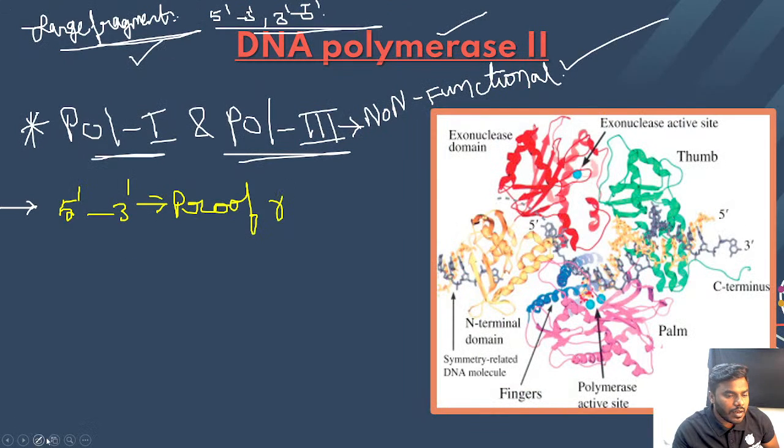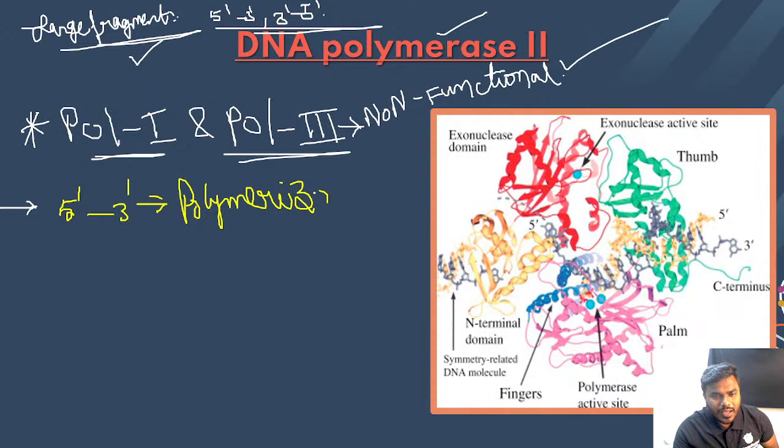Not proofreading. 5' to 3' polymerization like all other enzymes. 5' to 3' polymerization, and in what kind of direction is it involved in the proofreading? It is involved in the proofreading, that is 3' to 5'.